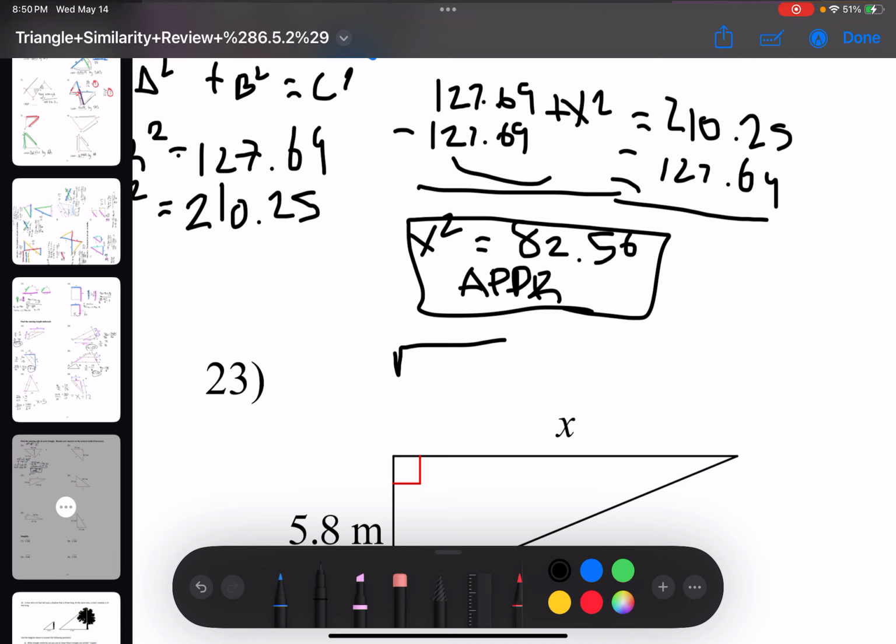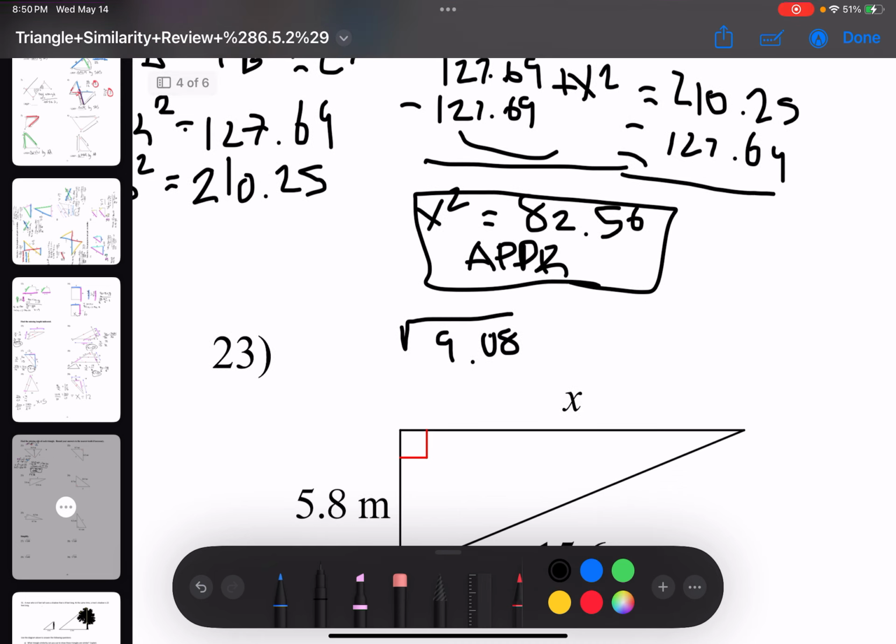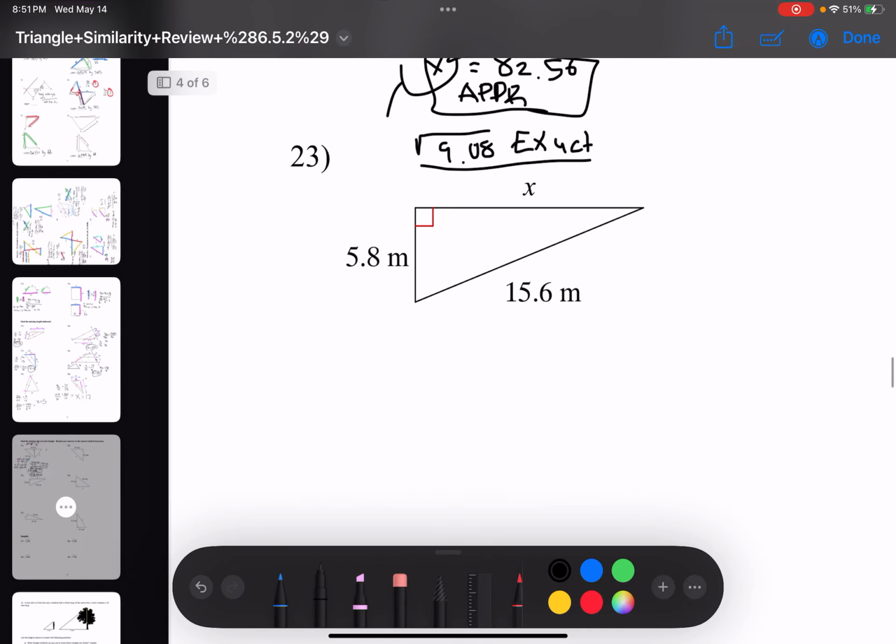No, that ain't right. No, that's right, I was looking at the wrong one. Yeah, we squared it to get rid of this little thing right here. You see? Okay, boom. Next one.